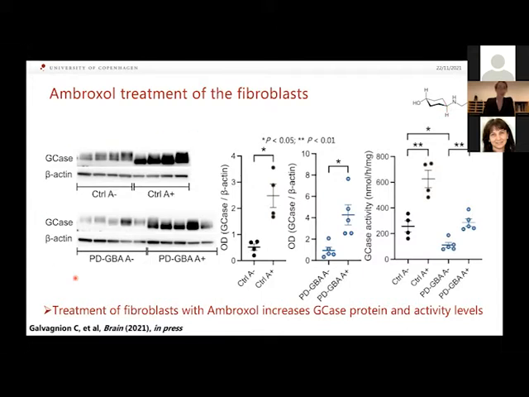So what we did is that we treated our control fibroblast and the PD GBA fibroblast with ambroxol. And as you can see here on the result of the Western blot, the level of GCase is significantly increased in both the control fibroblast and the PD GBA fibroblast. Then we also looked at the activity of GCase in the fibroblast from control and PD GBA. And you can see that after treatment with ambroxol, the activity is increased in both control and PD GBA fibroblast. Of course, I'm talking about GCase activity.